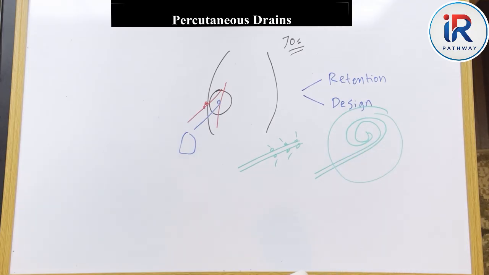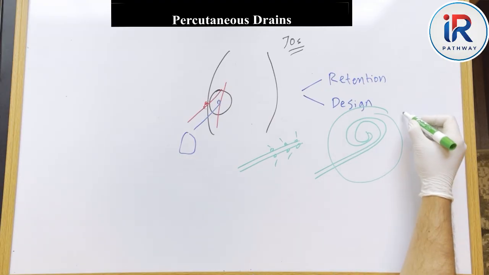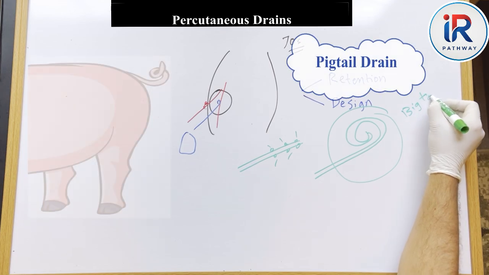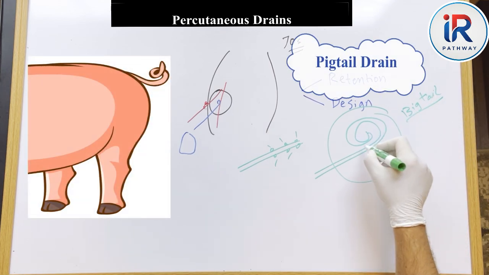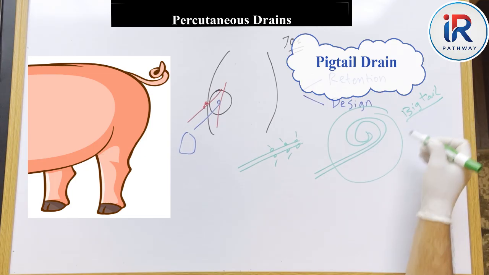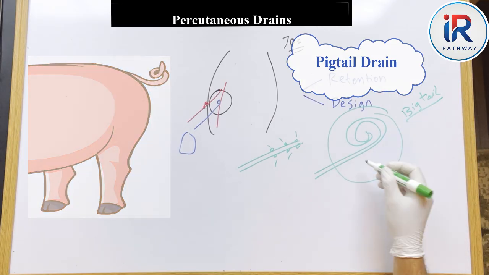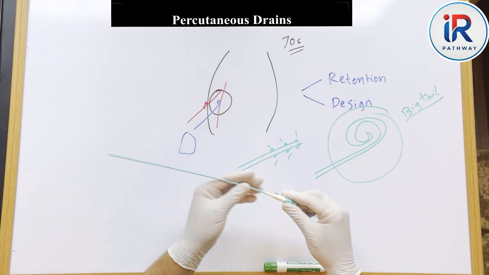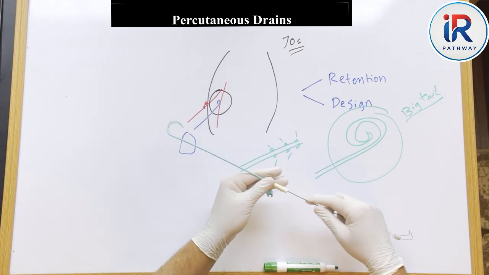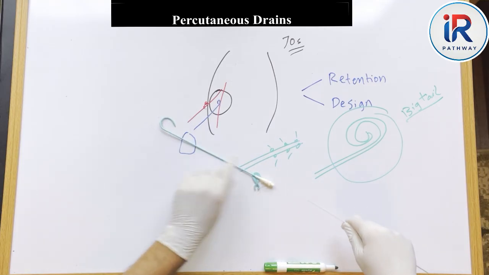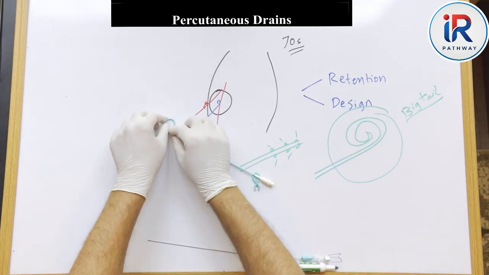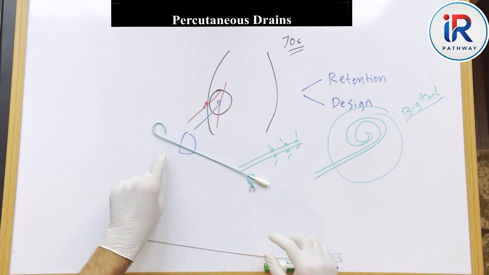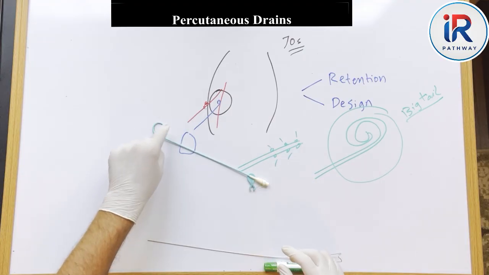This drain became very popular and was used in many drains, and it's known as pigtail catheters. They were called pigtail because the curved end looked like a pig's tail, and that's where the name came from. It was one of the earliest catheter designs. Here is an example of a pigtail catheter, and as you can see, it has a characteristic curved pigtail shape.